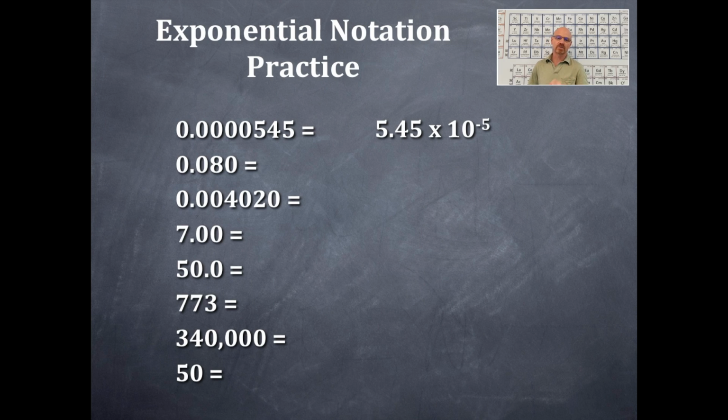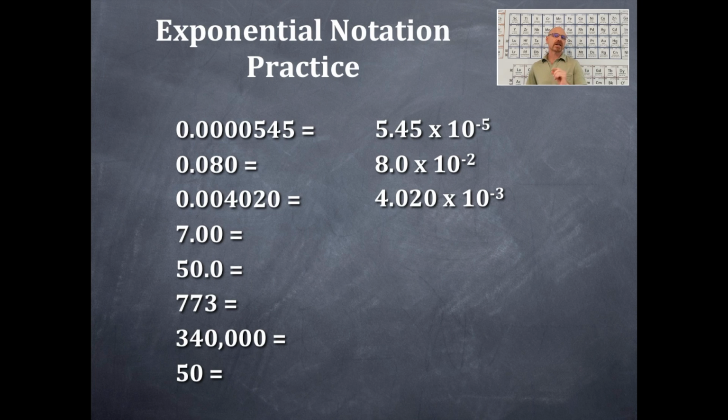All right, next one is 0.080. This number is also less than 1, so therefore my exponent is going to be negative. I'm going to move that decimal place to the right 2 places. That will give me 8.0 times 10 to the negative 2. Then the next number is 0.004020. I'm going to take that decimal place and move it to the right 1, 2, 3 places. So I'm going to have 4.020 times 10 to the negative 3.